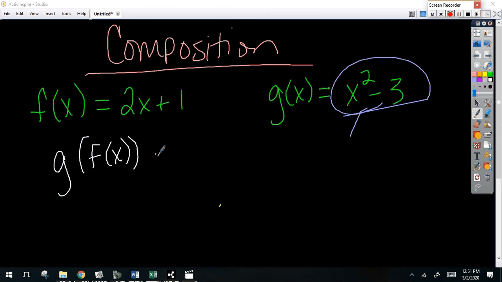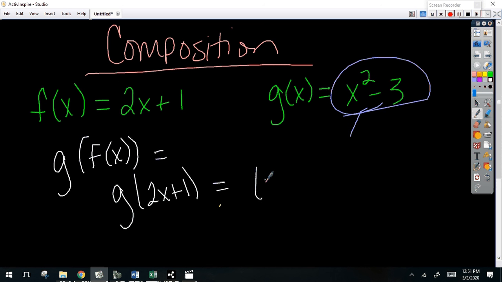All right. So g of, it's not x anymore, it's 2x plus 1. So now I'm going to replace this x. Can I simplify that any? How? Tell me what you did. Can you distribute that exponent? Why? Because you're adding in here. You have to FOIL it.